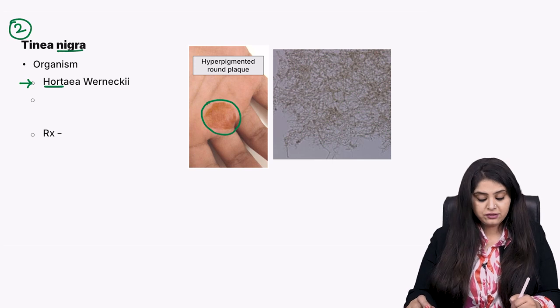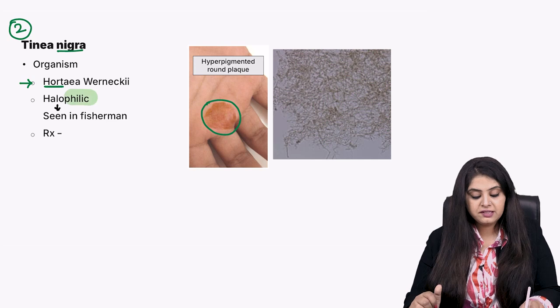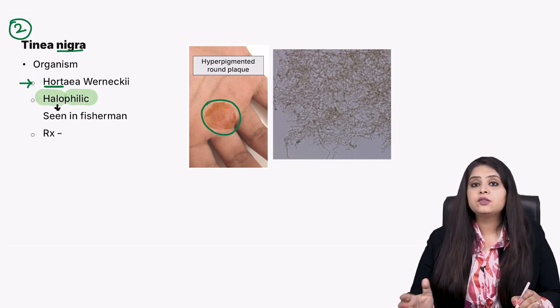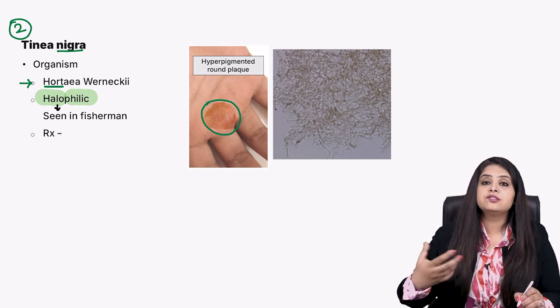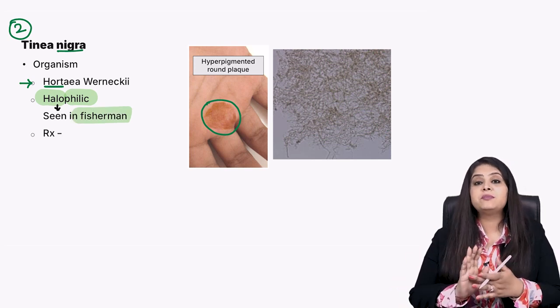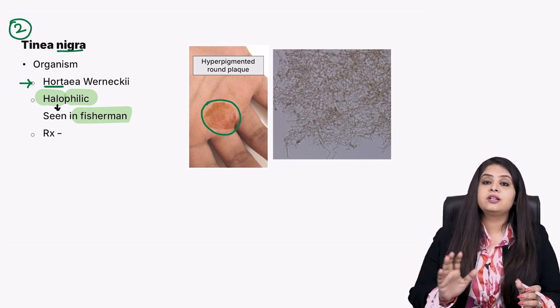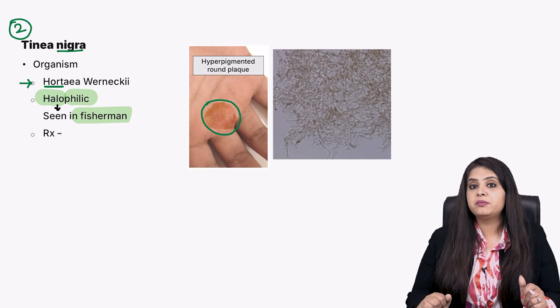Do you know this organism is actually halophilic? Halophilic always means philic is loving, halo is salt. It is salt loving, so it is always going to be found in salty water. Who are the people who are constantly in contact with salty water? It is the fishermen. So their hands have the maximum chance, because of being in contact with the sea, ocean water, their chance of getting a tinea nigra infection is the maximum.